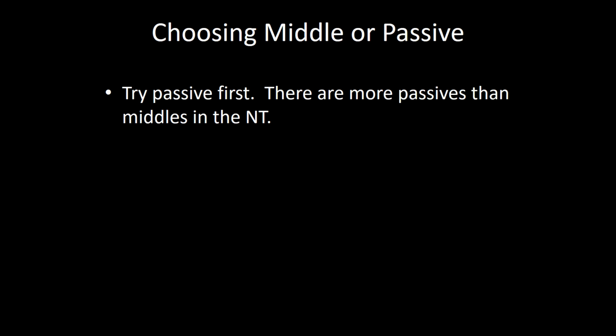So if we've got a form that could be middle or it could be passive, how are you going to know which one to choose? Well, you are already learning by now the answer to that question is going to be context. But let me give you some help on what context means with these. For one thing, there are more passive verbs in the New Testament than middle verbs. So, first option, try passive.